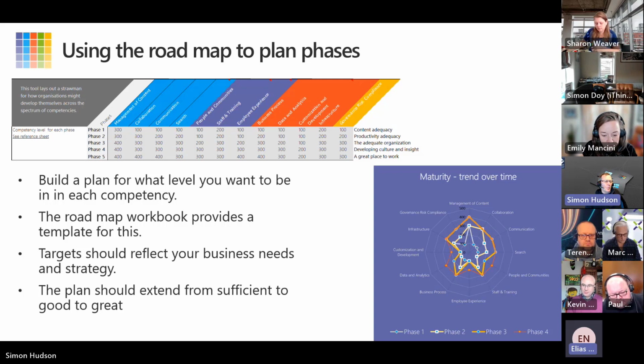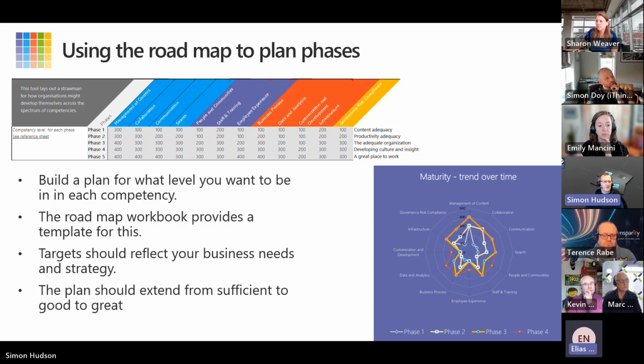We're just starting out on this journey and we need to try and get to a level of adequacy. In order to be adequate, we need to have our content management and maybe a bit of collaboration working moderately well. So we've called this content adequacy, and we'd like to get the organization to be adequate with the way it manages content. For that, we're just going to try and get management and content in the maturity model up to level 300, and we'll be content if the others are maybe down at 100.